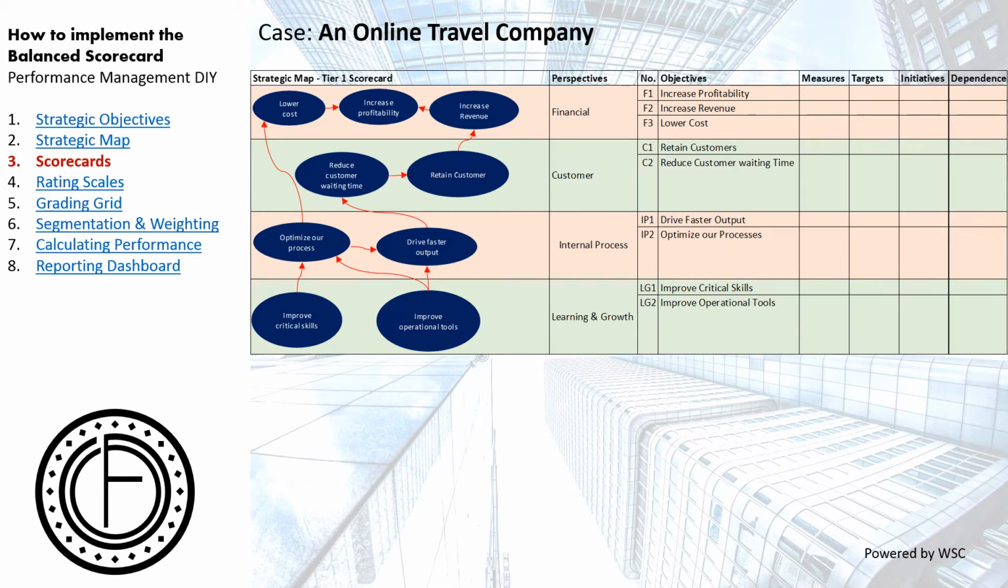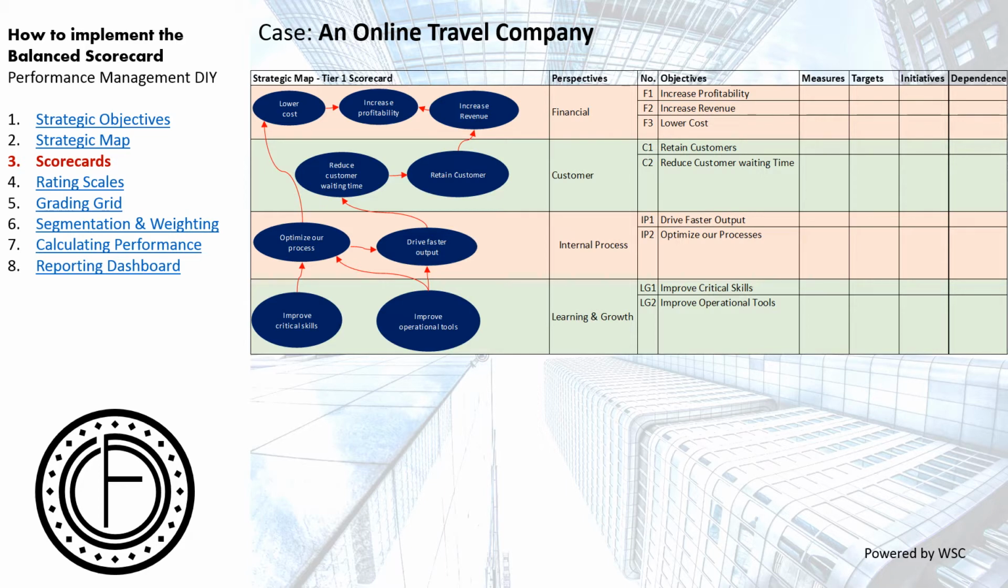Okay, this is what your scorecard would look like. Now, the strategic map we talked about in the previous slide can be referred to as a tier 1 map, because what the strategic map focused on were more of the strategic objectives of the organization. Now, from that strategic objectives, we want to come up with a corporate scorecard, oftentimes referred to as tier 1.